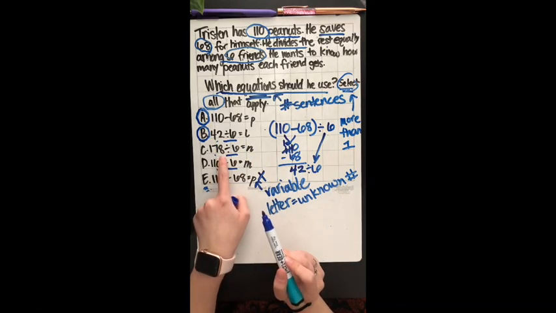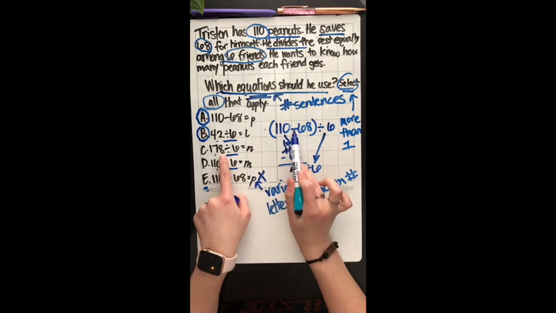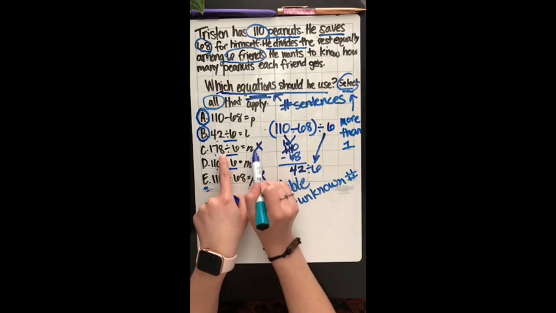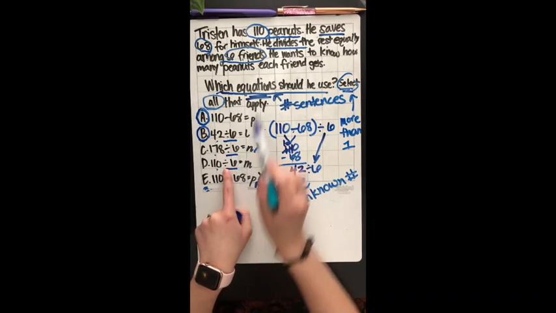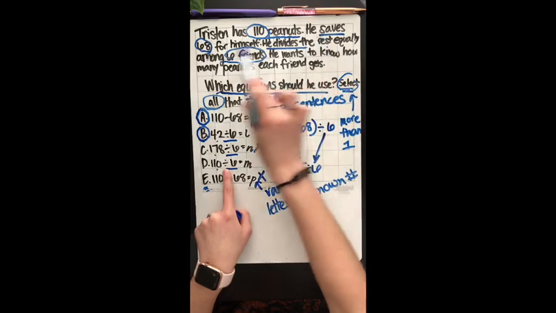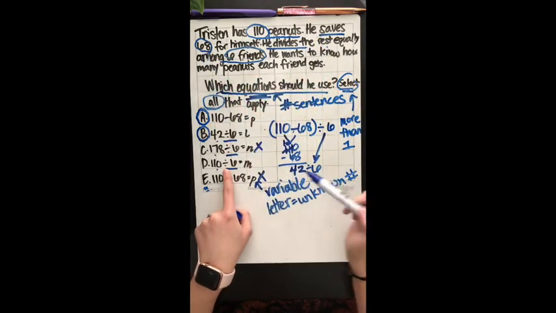This one says 178. How did they get that? Instead of subtracting, they added. So I know that one's a booger. And then here, 110 divided by 6. For this one, they skipped out that saving 68 for himself.